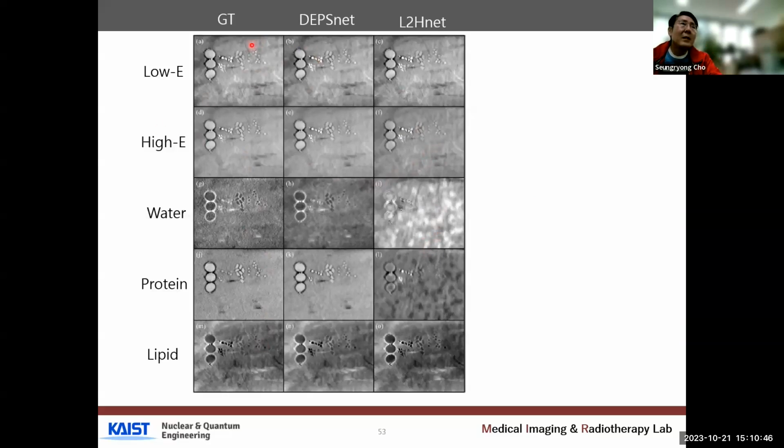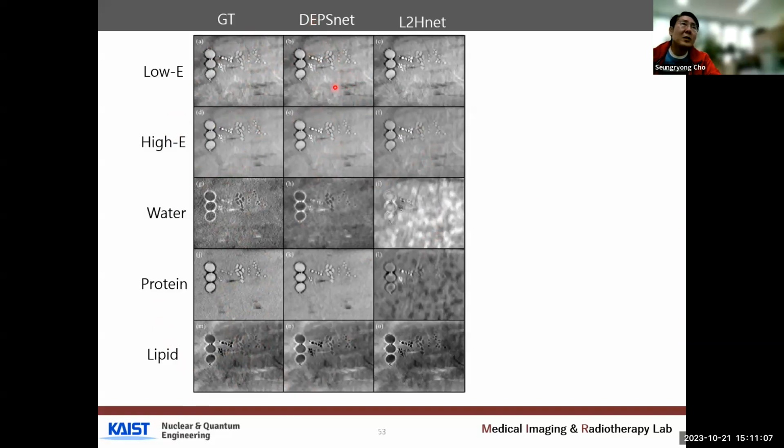On the left panel, this is the ground truth of the image at the low energy projection and high energy projection, and after material decomposition, you can get a water-based image, protein-based image, and lipid-based image. And the middle column shows you the results of our network.